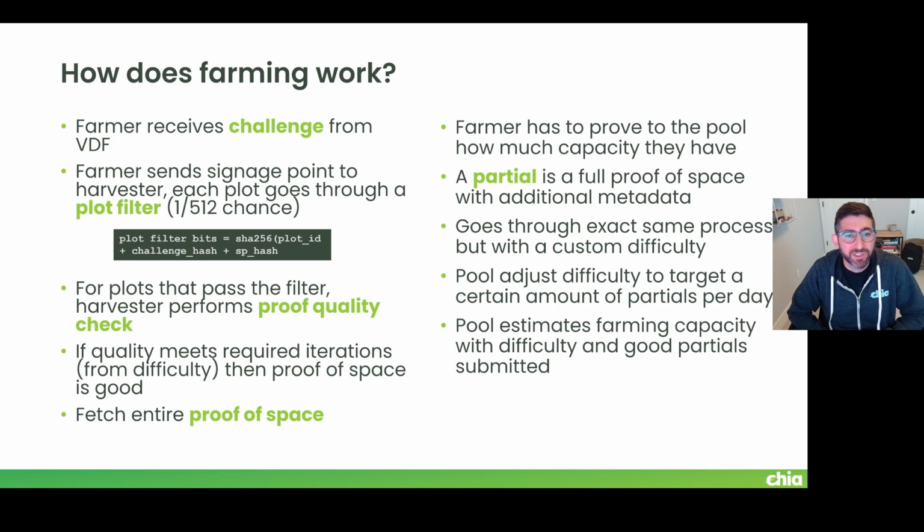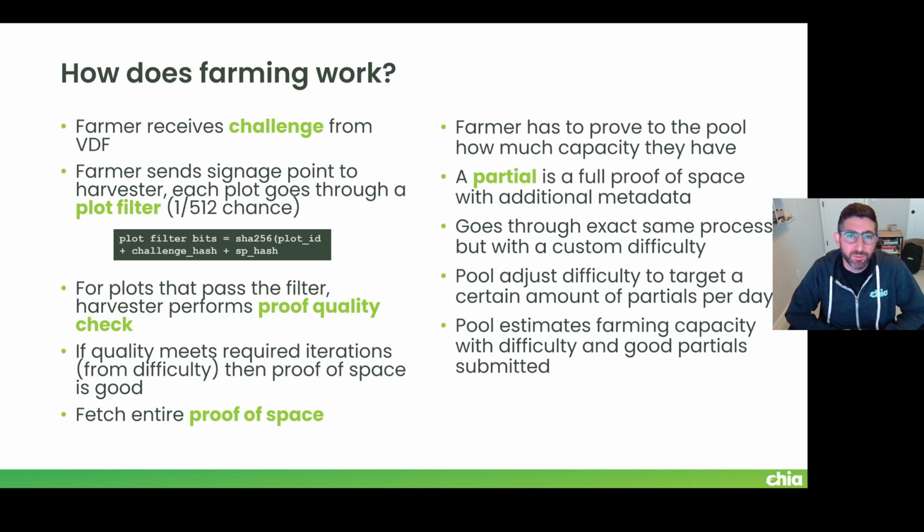When that challenge comes in, you calculate the plot filter bits in SHA-256 of the plot ID, which is randomly generated for each plot, and then the challenge hash and the signage point. So each signage point and challenge will give you a different plot filter. The way this works out, the filter is set to 512 such that when you calculate this plot filter, there will be a bunch of zeros on the hash. If that plot has a certain amount of zeros, it can pass the filter and be eligible for the next phase, which is the proof quality check.